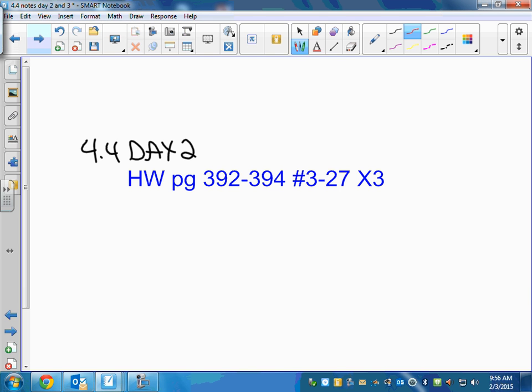Problems 3 through 27, read the directions. You don't have to graph them all. Some of them just say, state the amplitude or the period, or say how the graphs change. You don't have to graph them all.